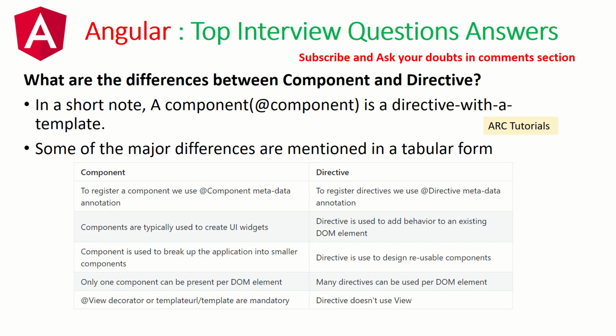Now, can you tell me the difference between component and directive? In short, a component is a directive with a template. The component is also a directive with a template. A component always has a template. It can be an inline template, or it can be a URL. A directive doesn't use a view or a template.